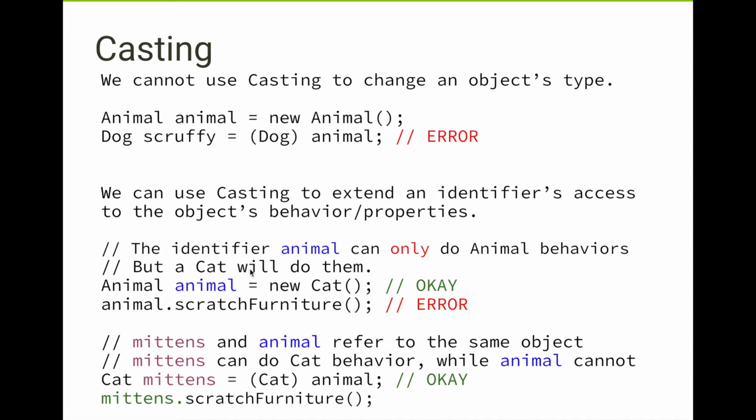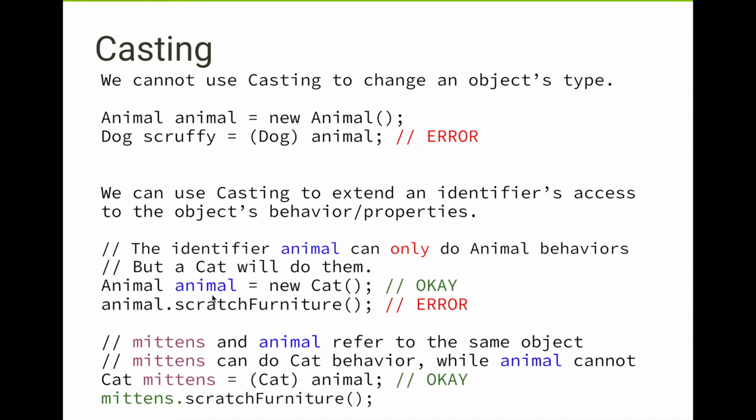Now, did you know that if I have a cat, I can put a cat into an animal basket? Okay, now this is a cat, right? Can a cat scratch furniture? Don't you know it? A cat can scratch furniture. So why can't I have my animal scratch furniture? And the answer is because the compiler thinks of this animal as an animal type. It has access to the behaviors that only an animal has. And since any generic animal can't scratch furniture, like say, oh, I don't know, a blue whale, doesn't even have access to your furniture, is not going to be able to scratch it.